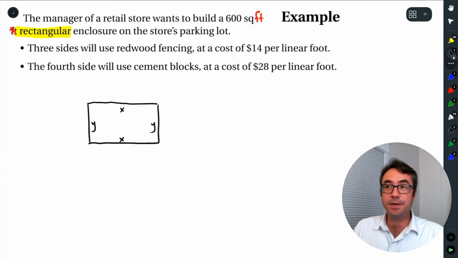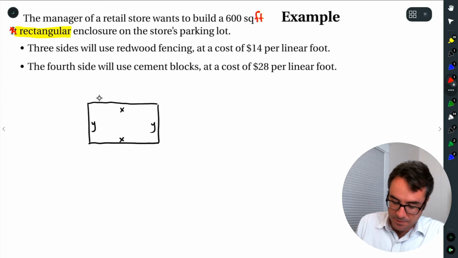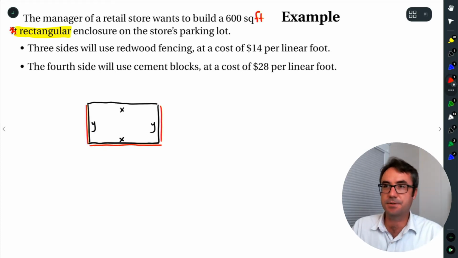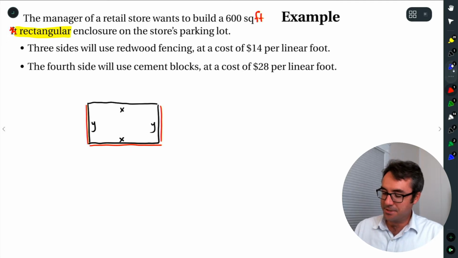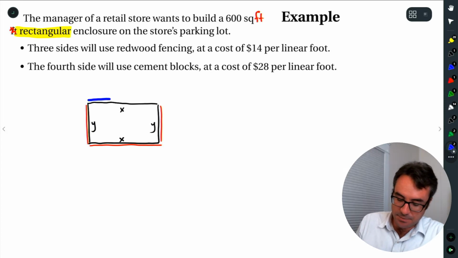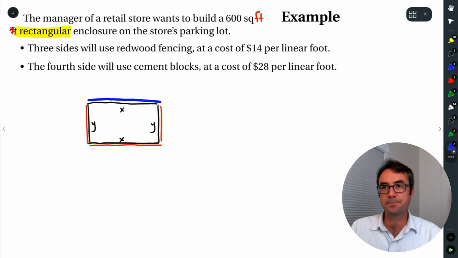And what we're going to do is fence this thing in. 3 of the sides are going to be using redwood fencing. So let's suppose this side we're going to use redwood. This side we're going to use redwood. And this side we're going to use some redwood fencing. Look really nice. And then on that last side, we're going to be building this nice and strong. It's going to be a cement block. So that 4th side there is going to be built with cement block.